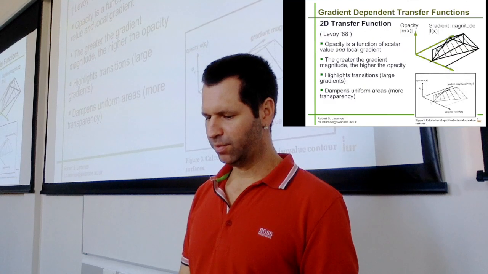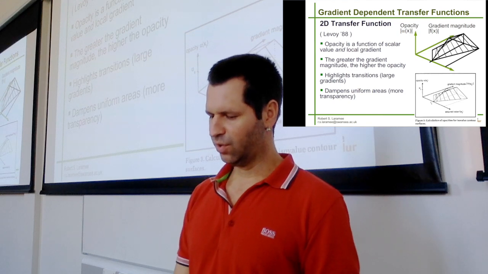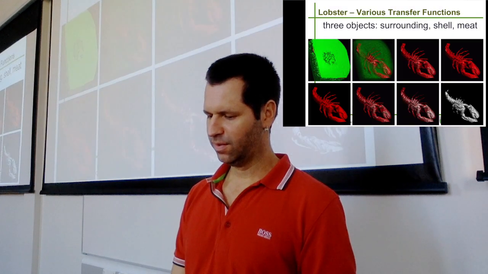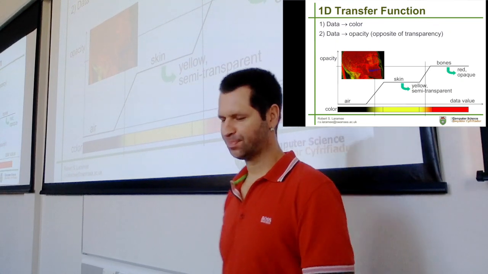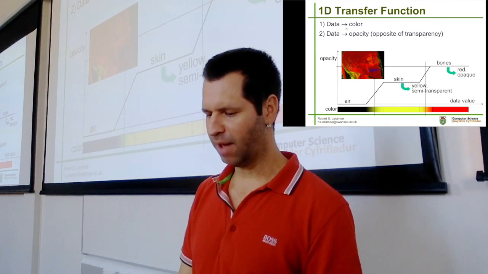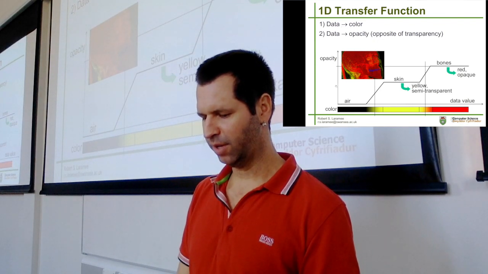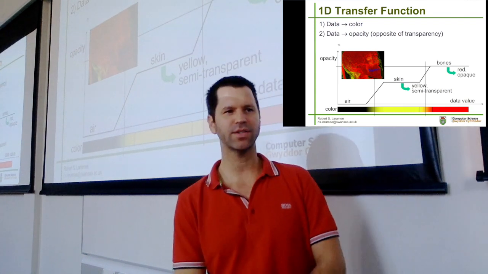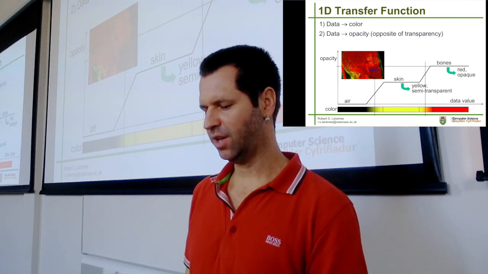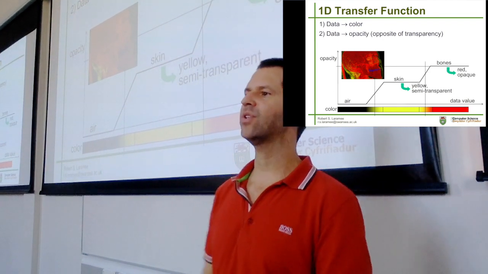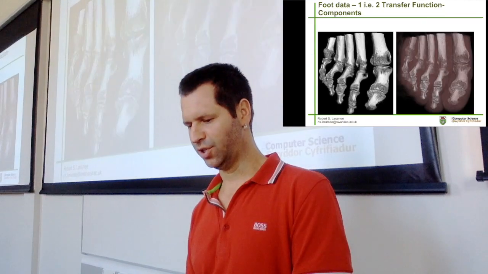Now that's leading up to 2D transfer functions. I'll just quickly mention again that this was a 1D transfer function. We had data being mapped to color along the x-axis, and we had data being mapped to opacity along the y-axis. That's called a 1D transfer function because data is mapped to color and data is mapped to opacity. That's a little bit confusing, but that's the terminology.